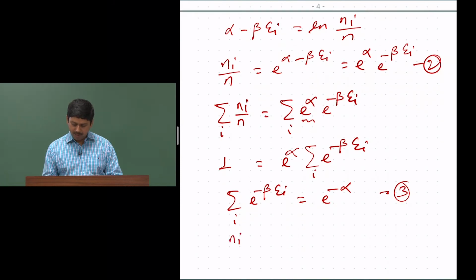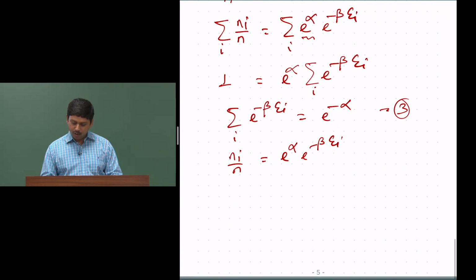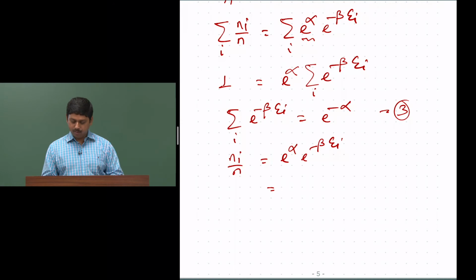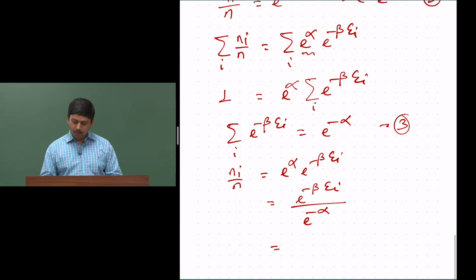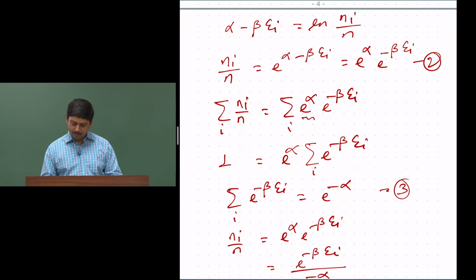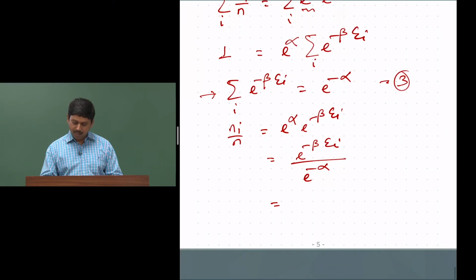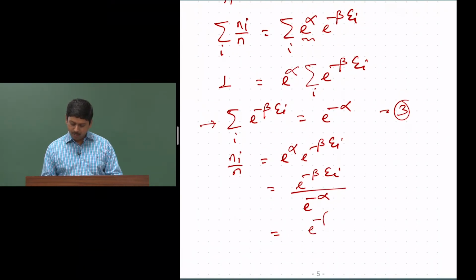So, n_i by n is equal to e to the power alpha e to the power minus beta E_i. Let us write one more step, e to the power minus alpha, because alpha becomes minus alpha, and we know that e to the power minus alpha is this one. So, put equation 3 in that and we get e to the power minus beta E_i by sum over e to the power minus beta E_i.